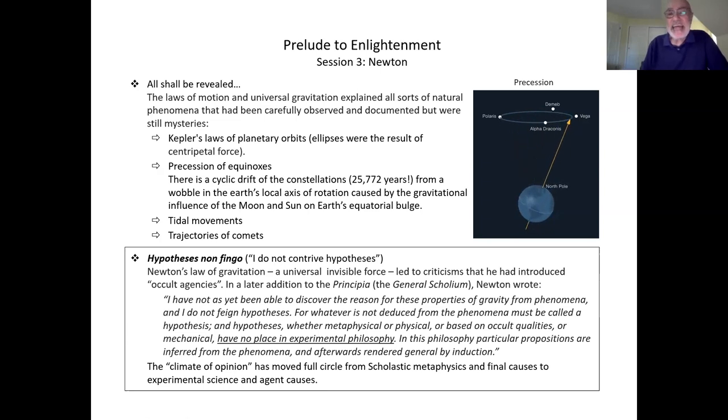But it means that various constellations, or a certain direction, point to different constellations as you go through the cycle of 26,000 years based on this wobble that you see in the animation. And suddenly there was a mathematical explanation for it. It could explain tidal movements. It could explain the trajectories of comets. All sorts of things were suddenly explicable that hadn't been the case earlier.